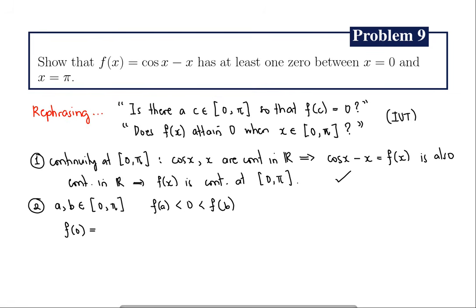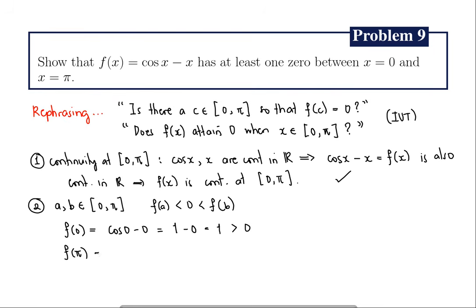What do I get? Well, I get cosine 0 minus 0. But cosine 0 is just 1, so I get 1 minus 0, which is 1, and this is greater than 0. Okay? So I'm halfway done kasi f of 0 is already greater than 0. So parang yung b ko, yun yung 0. Okay? So let's just hope na f of pi is less than 0, tapos we're done.